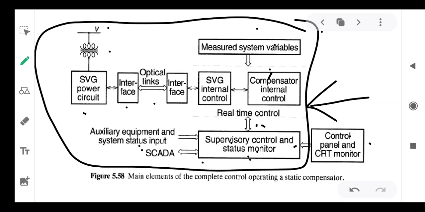So this supervisor or engineer is here. He will control everything from the CRT monitor or system located at the control center here. So this is the complete control of our system.